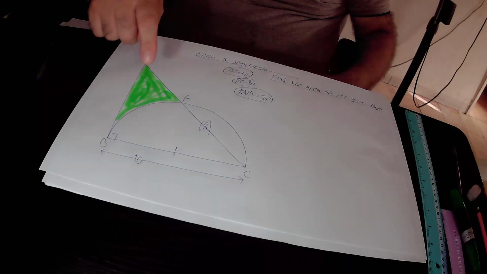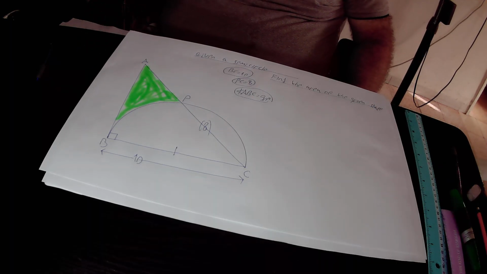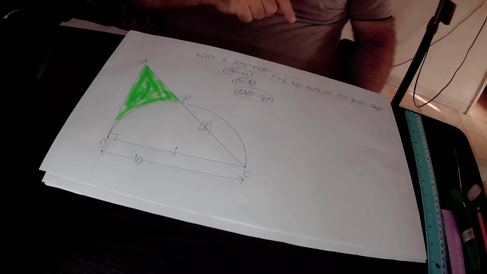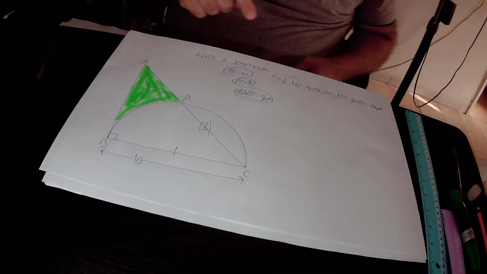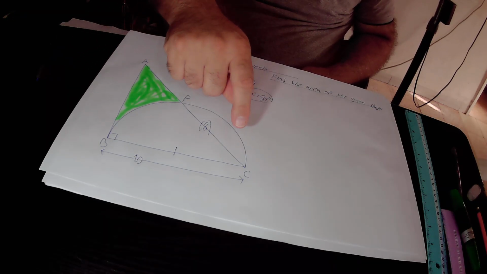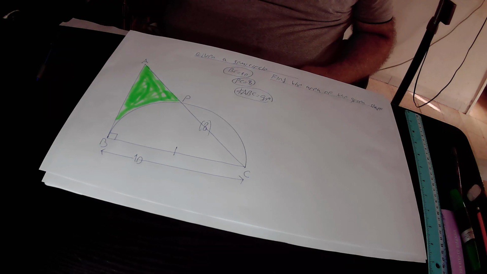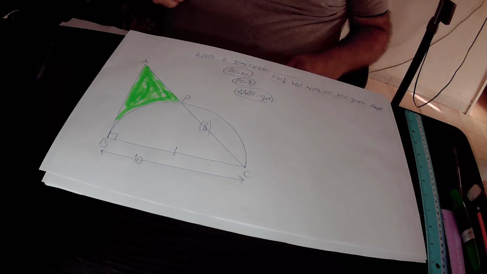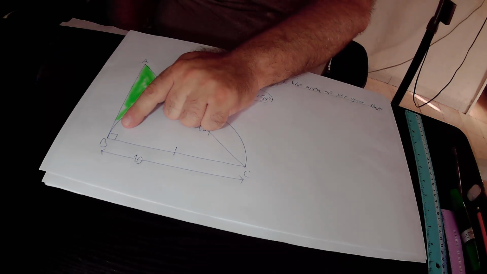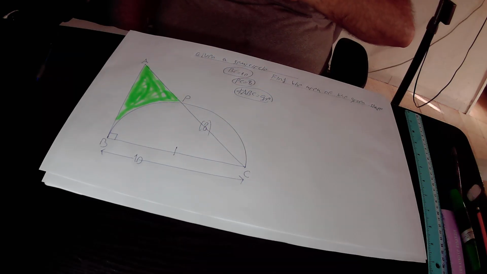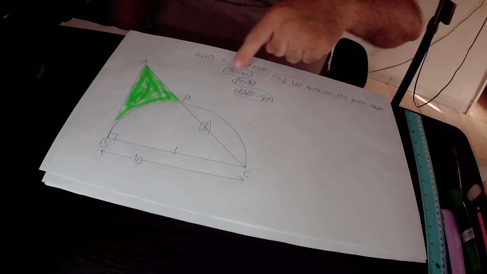In the drawing, we have a semicircle. BC equals 10 units in its length. That is to say, the diameter of this semicircle is equal to 10 units. PC equals 8 units. This is angle ABC, that is the right angle. Again, our task is to find out the area of this green shape. So first of all, we'll join points B and P together by a straight line.